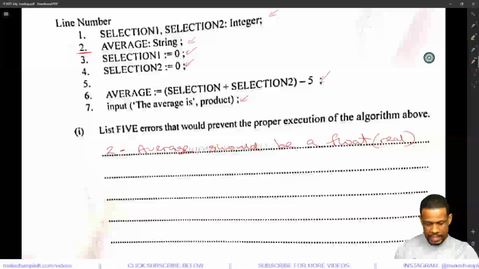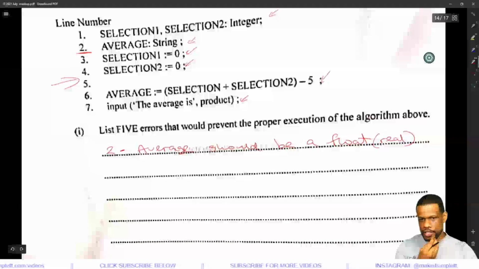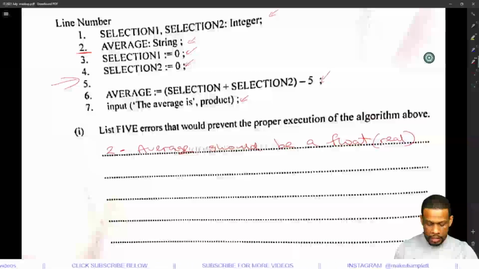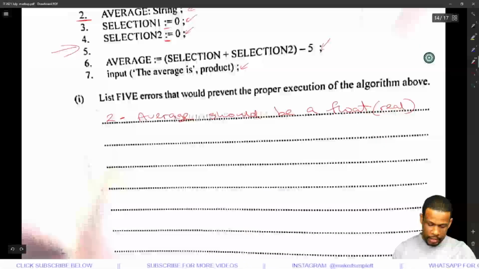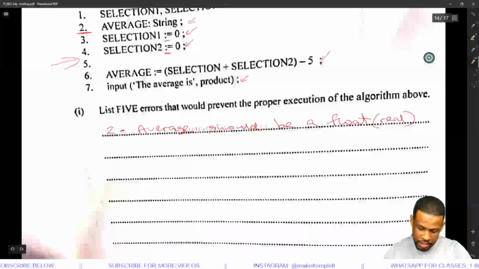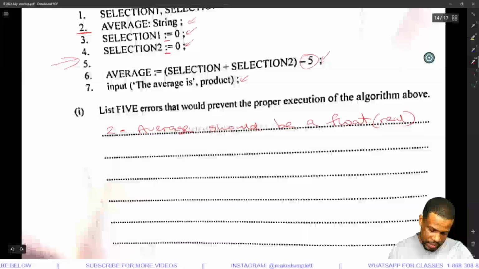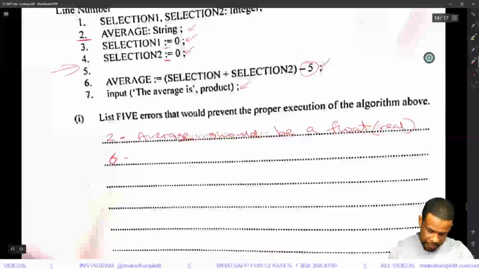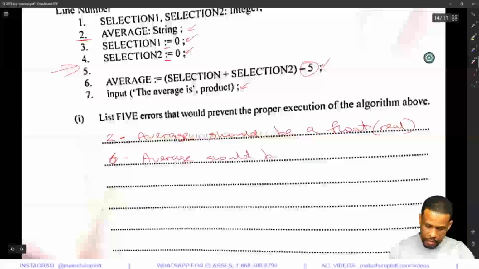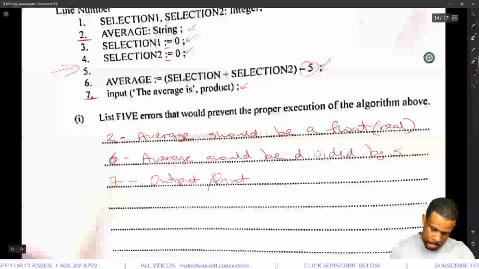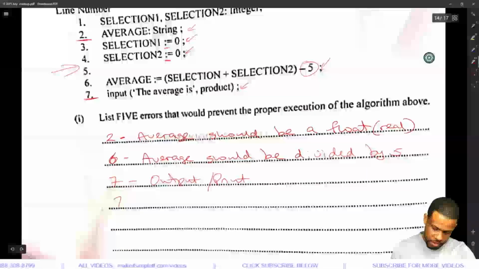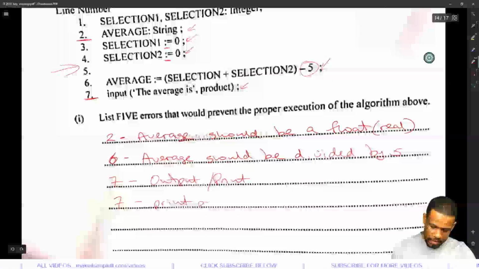Now, here's the issue. This is legit Pascal code. If the children learned Pascal code, they would know that there's an assignment statement and these are the data types. Average equals selection plus selection 2 minus 5. Line 6 is an issue because the average should be divided by 2. That's 2 so far. Next one will be line 7. Line 7 should be output or print, and it should also print out average, not product.